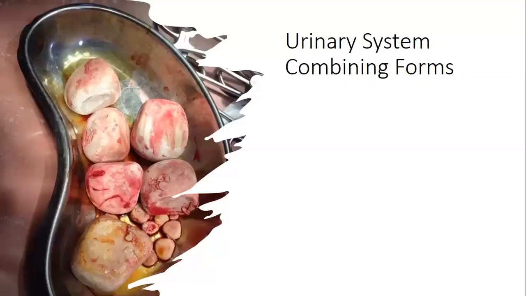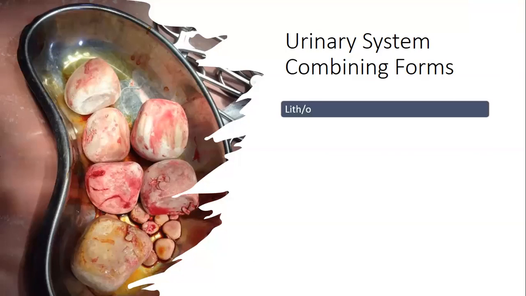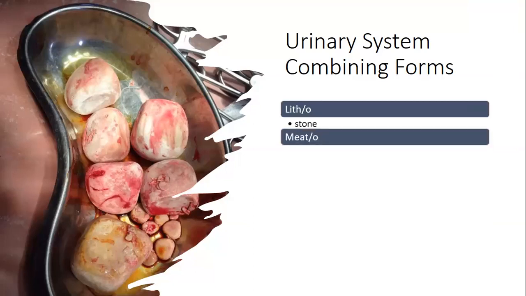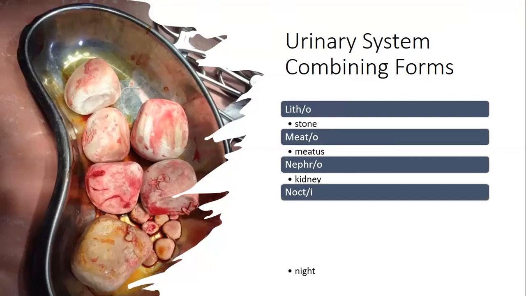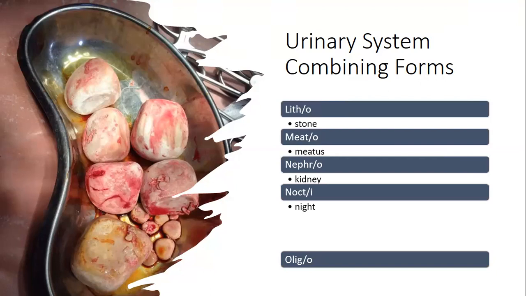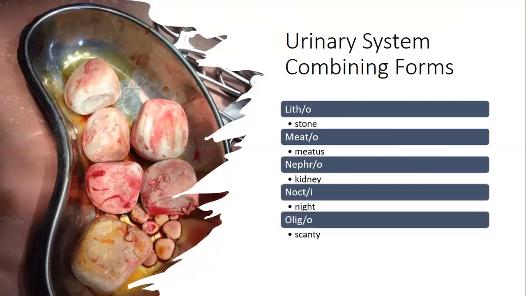So the urinary system combining forms like litho as stone, and meato, the meatus, nephro, like kidney, and noct, night, nocturia for example, and oliguria, scanty or few of the urine, pyelo, from the renal pelvis.